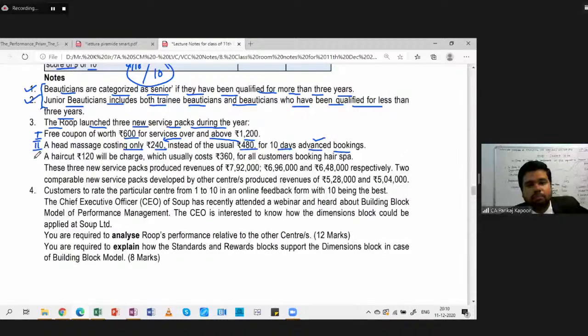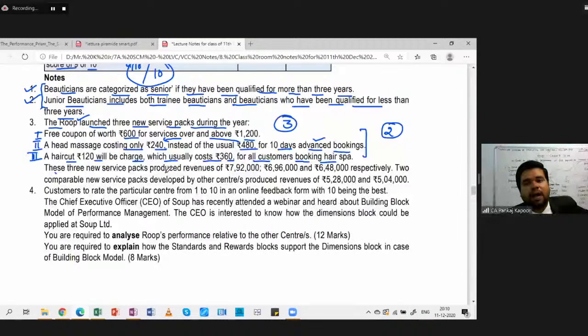Further, in the third package, a haircut of 120 will be charged, which usually costs 360, for all customers booking the hair spa. Hair spa लेने पे जो hair cutting 360 रुपए की होती वो 120 रुपए की होगी. Okay, so there are these 3 packages launched by Roop Beauty Parlor, not by the others. Others only launched 2 new services, but Roop launched 3 new services.